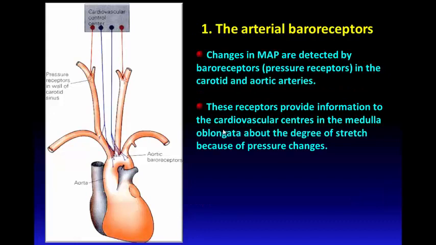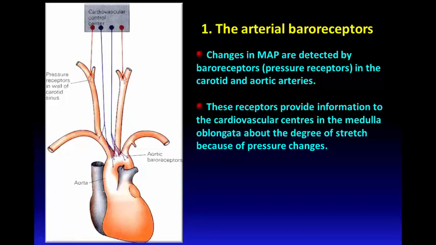It is a reflex, so it should begin with receptors which monitor the arterial blood pressure and detect changes in the arterial blood pressure. Changes in the mean arterial blood pressure are detected by baroreceptors. Baro means pressure, so these are pressure receptors which we have in the arch of the aorta and in the carotid sinuses. At the carotid sinuses and also in the arch of aorta.